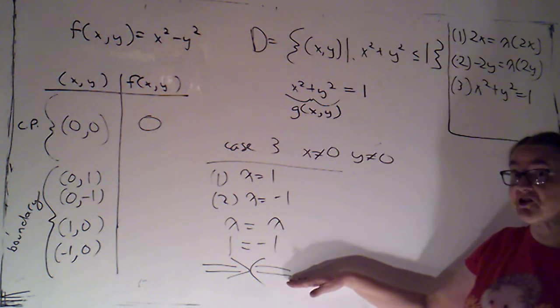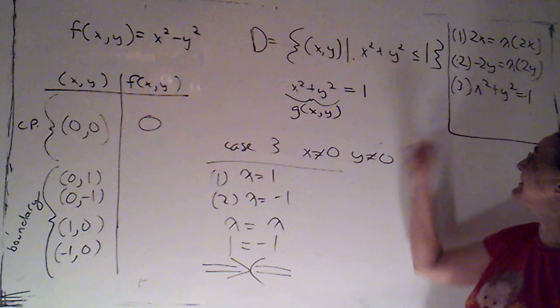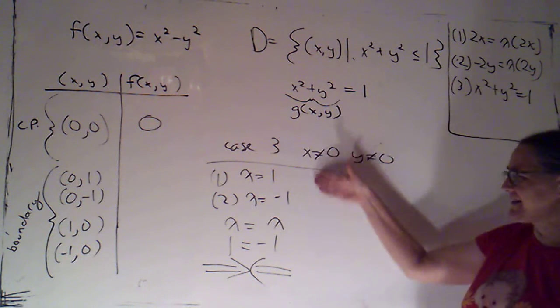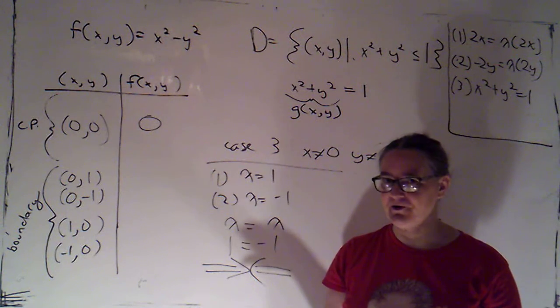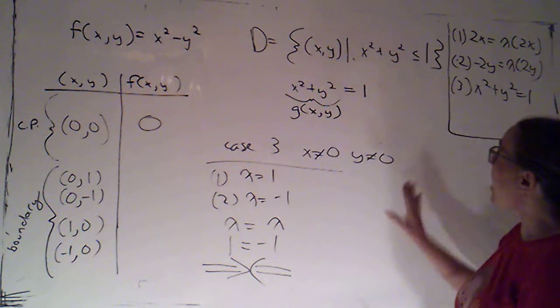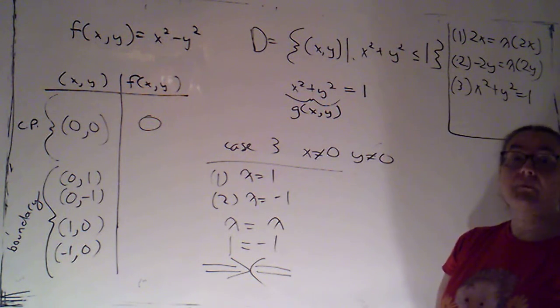Now with a contradiction, it does not matter that I didn't look at equation 3. If it's not possible to make equations 1 and 2 both true, there's no way to make all 3 of them true. So here I have looked at all possible cases.